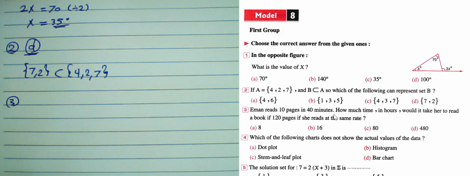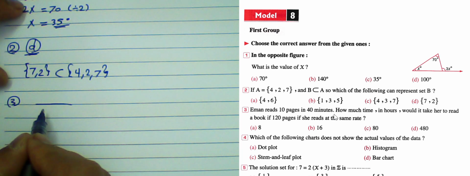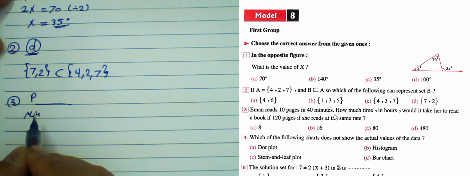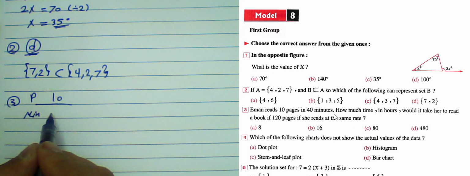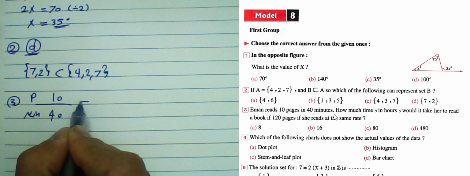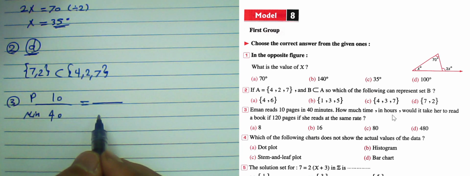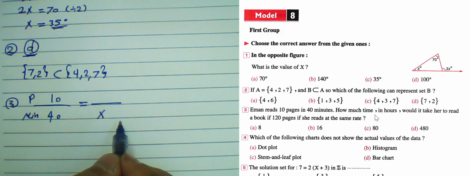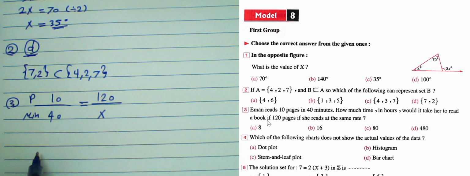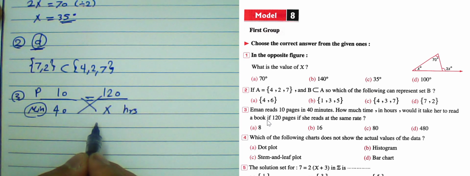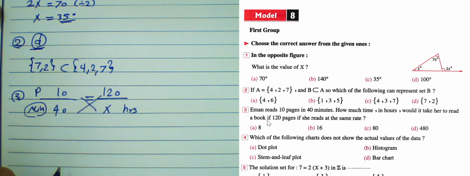A man reads 10 pages in 40 minutes. We can compare the number of pages and the number of minutes. And he asked: how much time in hours would it take him to read a book of 120 pages? He wants to convert from minutes to hours. So you must find the result and then convert from minutes to hours by dividing by 60.